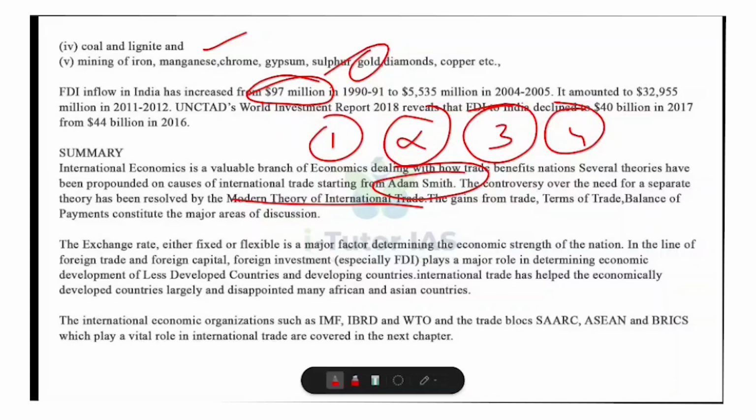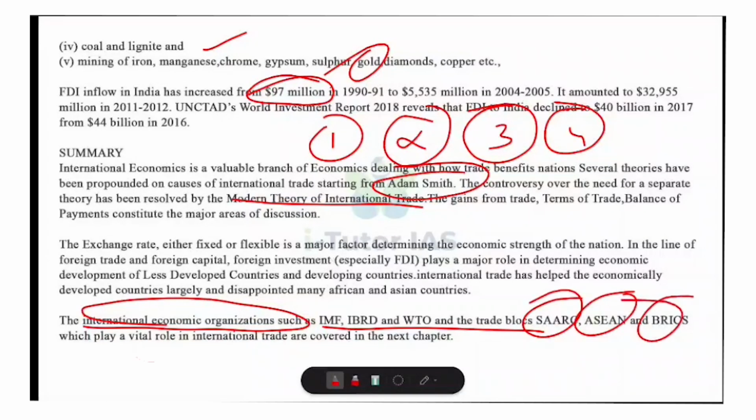We have learned about exchange rate and different types of exchange rate, then foreign investment, foreign direct investment by foreign entities which control and manage participation. And it also helps economic development, especially in developing and less developed countries, by providing capital, technology and employment. Then we learned about global inequalities in trade and also international economic organizations and trade blocs. These international economic organizations and trade blocs, that is SAARC, ASEAN, BRICS and so on, we will be learning in the next chapter.